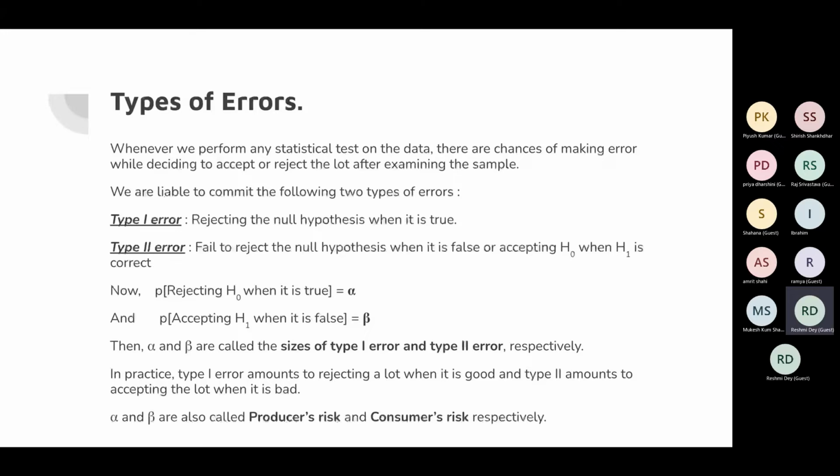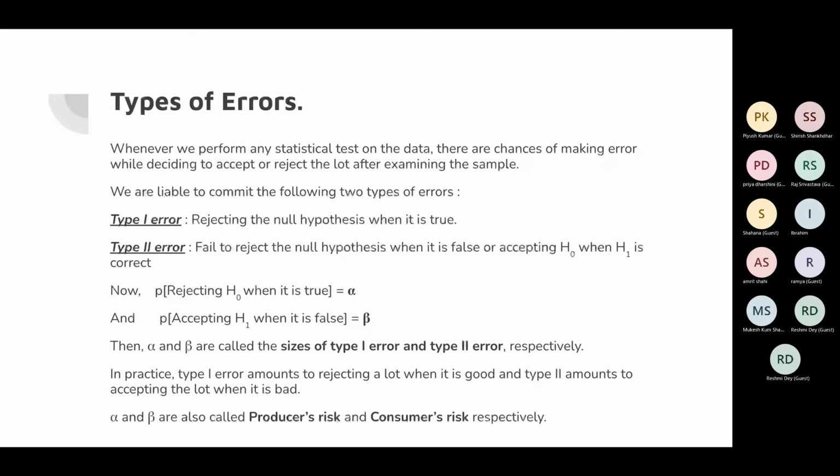And in practice, type 1 error amounts to rejecting a lot when it is good, and type 2 amounts to accepting the lot when it is bad. In simple words, type 1 amounts to rejecting a lot when it is good, and type 2 amounts to accepting the lot when it is bad.